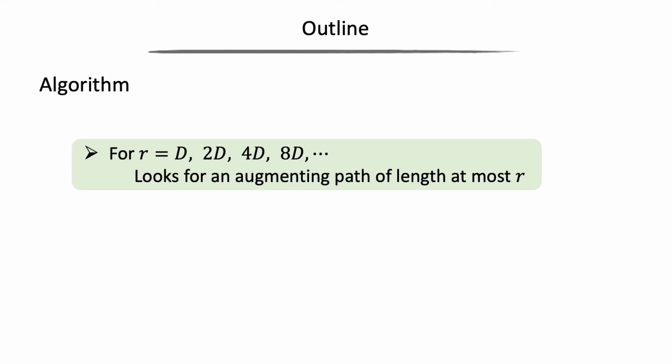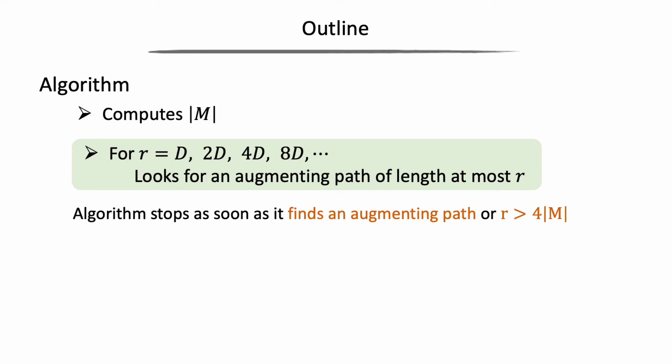The general outline of our algorithm to verify a matching is quite simple. For an exponentially increasing parameter r, the algorithm looks for an augmenting path of length at most r. To have a termination condition, it first computes the size of the given matching, and then it terminates as soon as it finds an augmenting path, or parameter r becomes larger than 4 times the size of the matching.